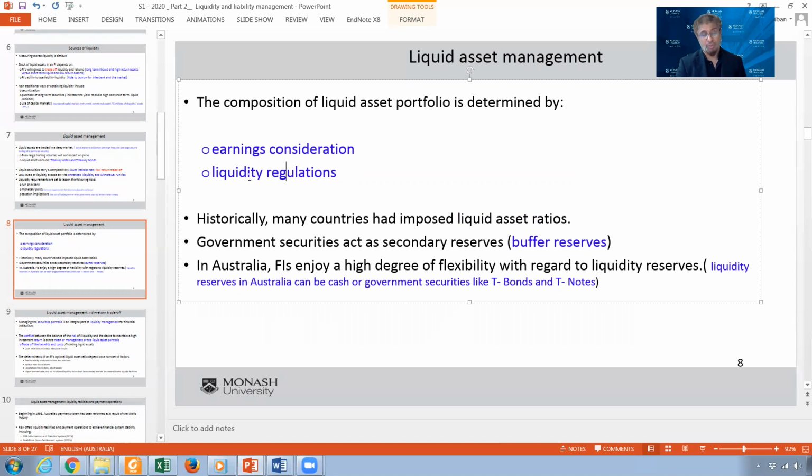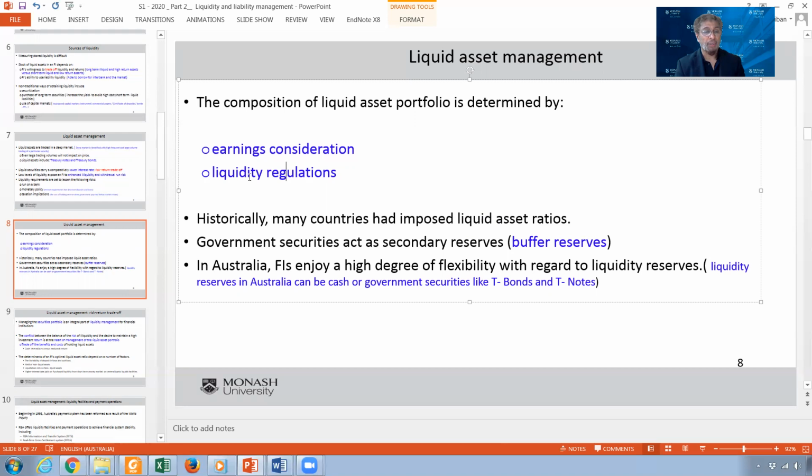The earning considerations are also another issue. Historically, many countries have imposed liquid asset ratios, like Malaysia, as I told you, the 5% buckets. In Australia, we are talking about 8 or 9% for banks who don't have a system for liquidity. Number two, government securities act as a secondary reserve.